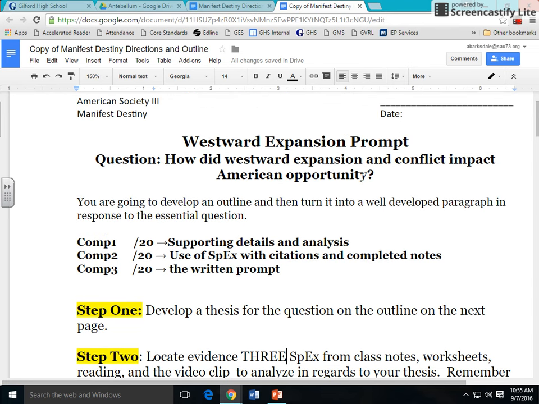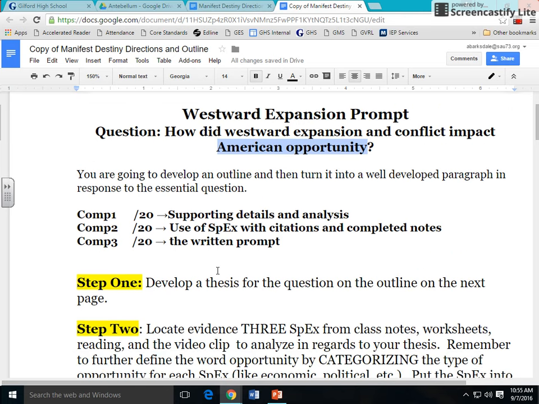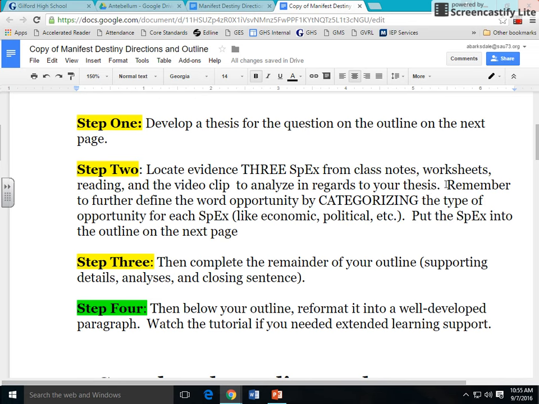Remember, one of the things we talked about the second day of class when you're looking at our essential question for the class is the first thing you actually need to do is define or categorize what kind of opportunities you're going to talk about. So if you look at step 2, there is a reminder when you are thinking about the word opportunity, you need to think about your categories. So when you choose a piece of evidence, ask yourself, is this economic, political, judicial, etc., and then from there, that will help you with your analysis statement.